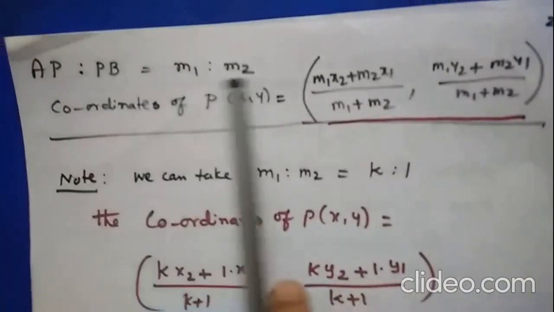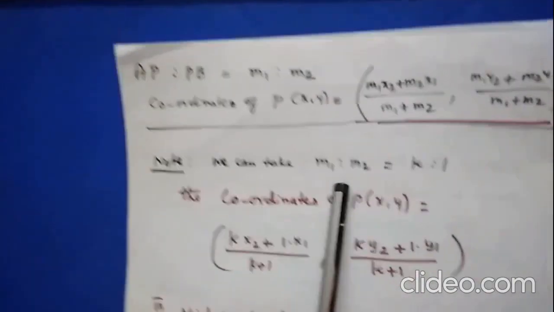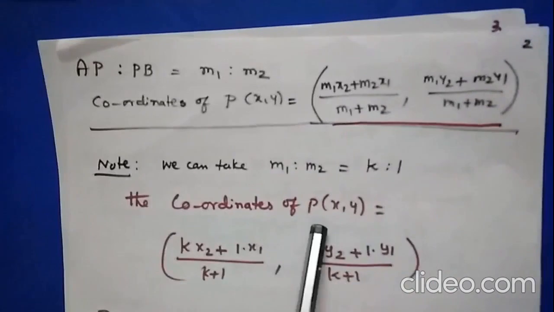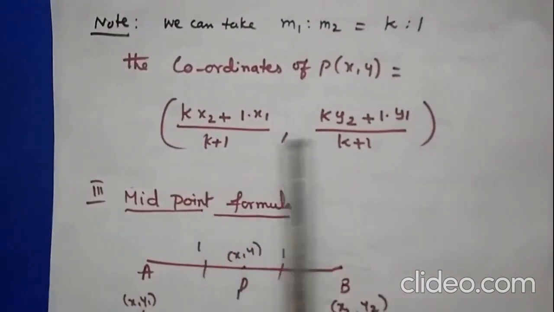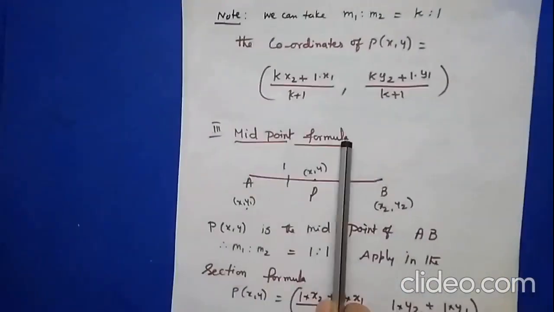This is the coordinate point of P (x, y). AP to PB is M1 to M2. We can even take the ratio M1 to M2 as K to 1. Now the coordinate of P becomes (K x2 plus 1 x1) by (K plus 1), (K y2 plus 1 y1) by (K plus 1). Now from this we can derive the midpoint formula.